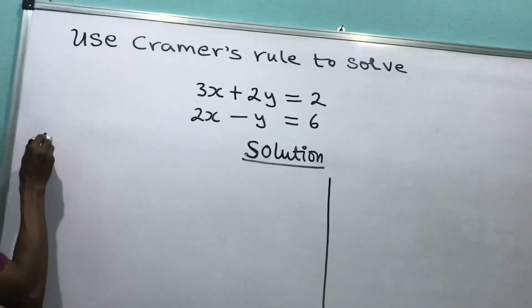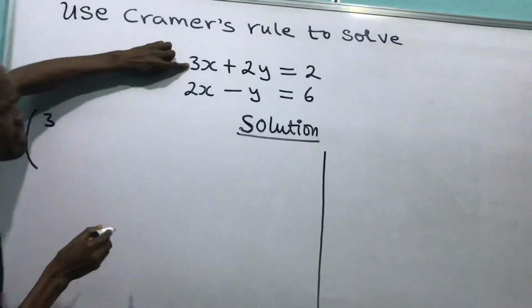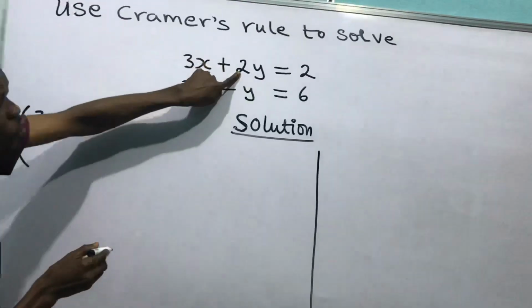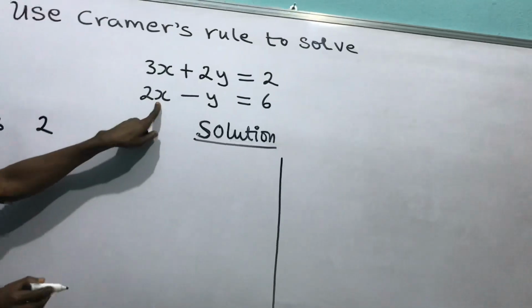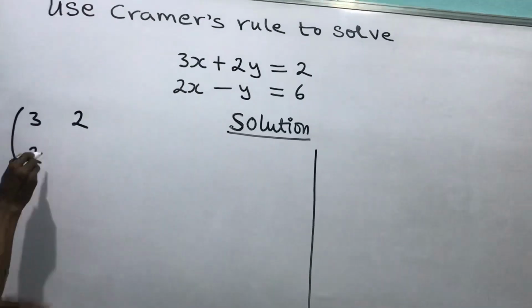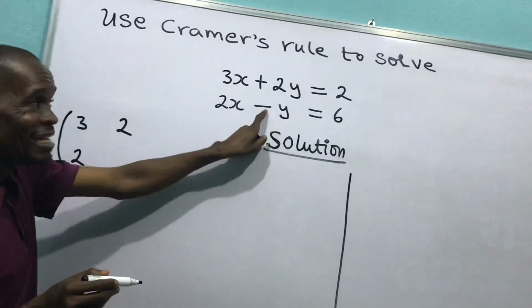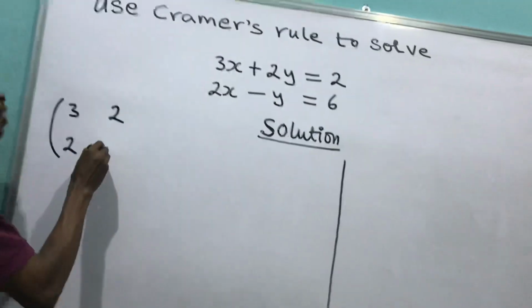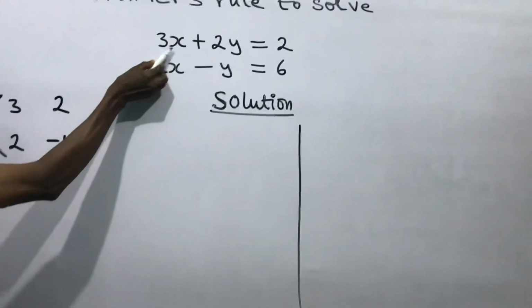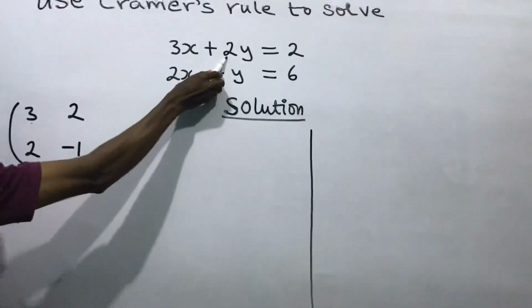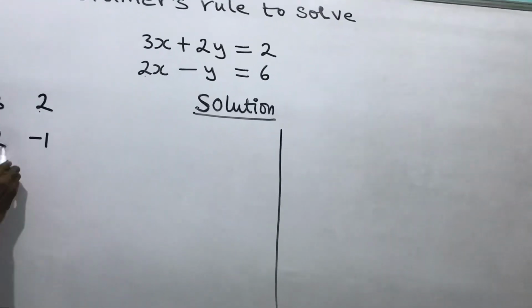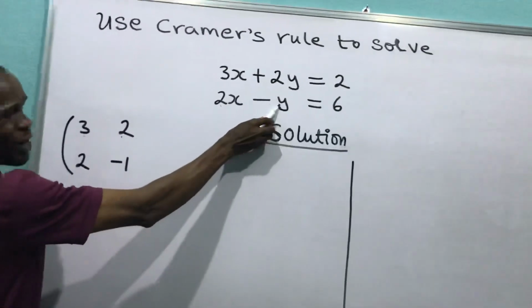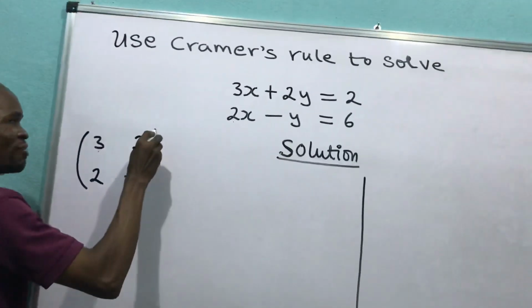Taking the coefficients of x. The coefficient of x here is 3. The coefficient of y here is 2. I have to write them down. The coefficient of x here is 2, so I write 2. The coefficient of y here is minus y, which is minus 1. So you see that the coefficient of x here is 3, the coefficient of y here is 2, the coefficient of x here is 2, and the coefficient of y is minus 1. I have to close it.